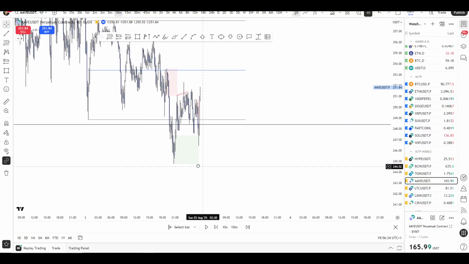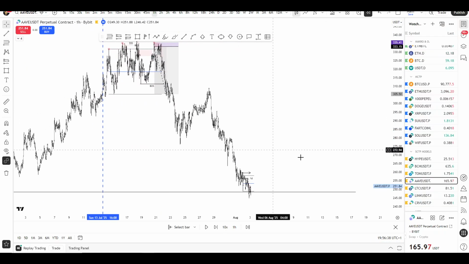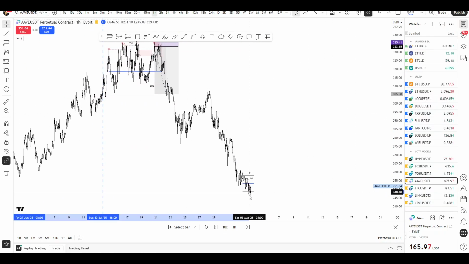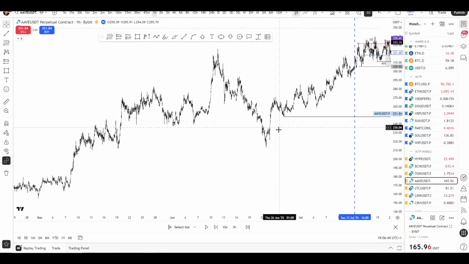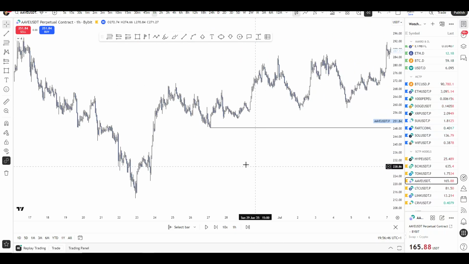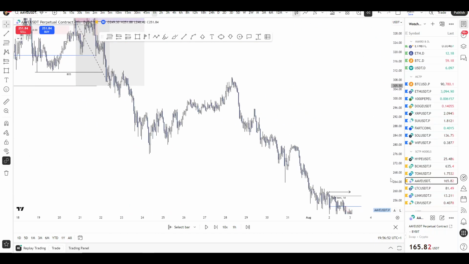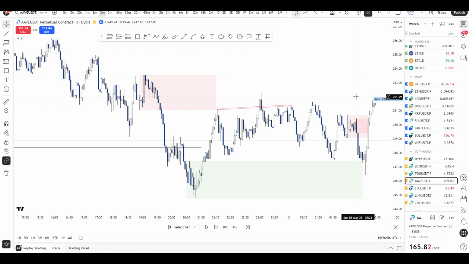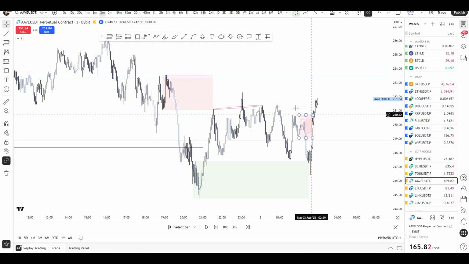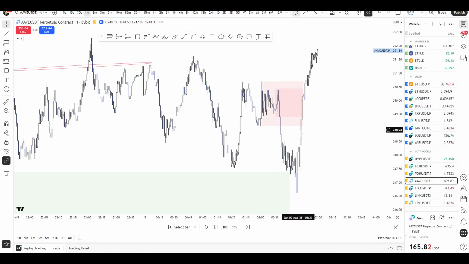And contextually speaking, this is high probability. Why? Look at this move down. We swept liquidity. We have an inefficiency here. It even looks like we have nothing here, but what is sketchy, not gonna lie, is this move down.